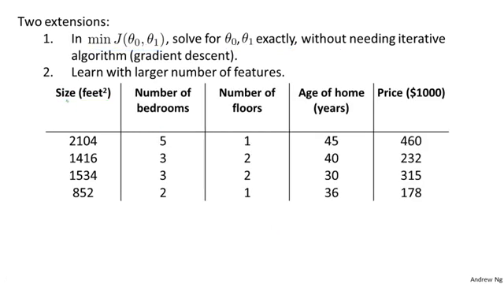So for example, let's say that you know not only the size, but also the number of bedrooms, number of floors, and the age of home of these houses, and you want to use that to predict the price of the houses. In that case, maybe we'll call these features X1, X2, X3, and X4. So now we have 4 features. We want to use these 4 features to predict Y, the price of the house.